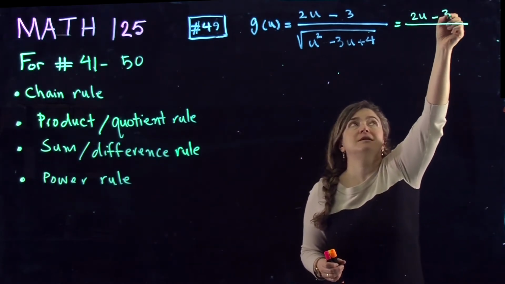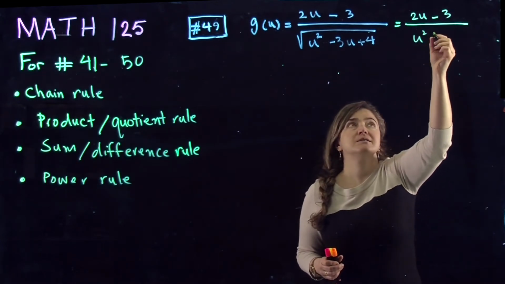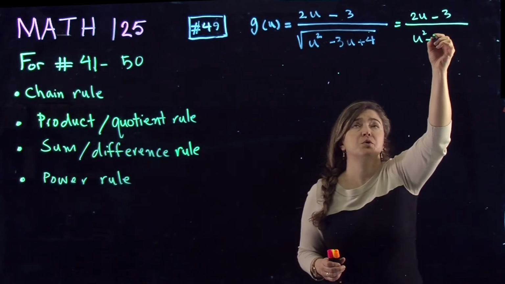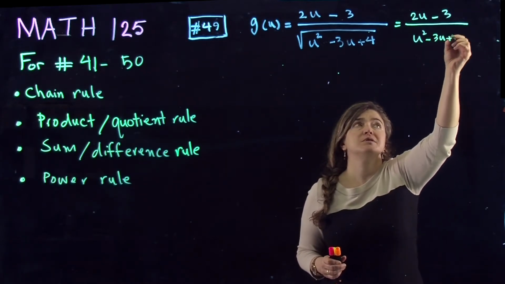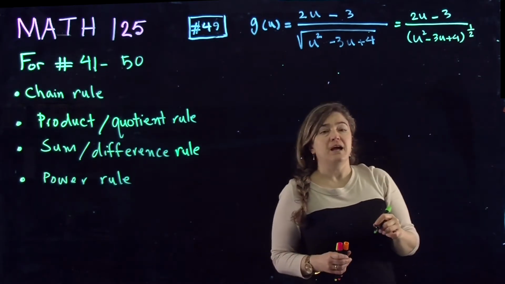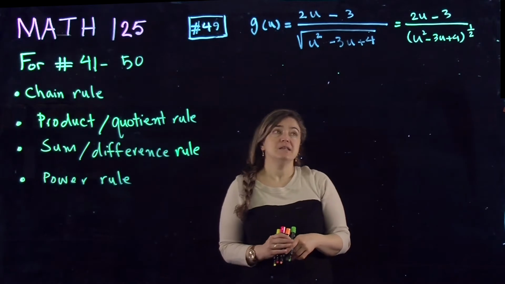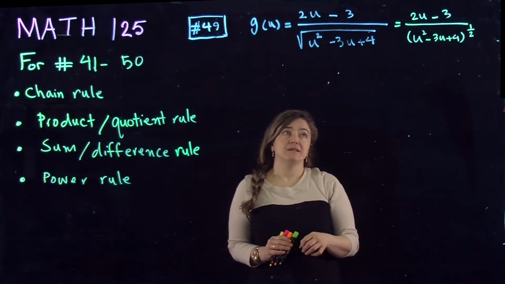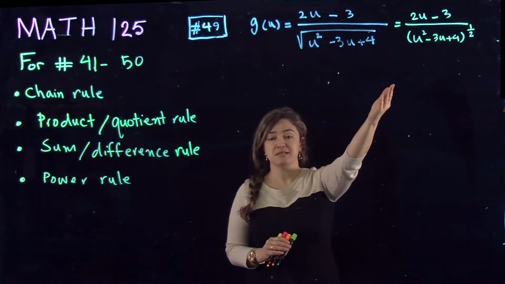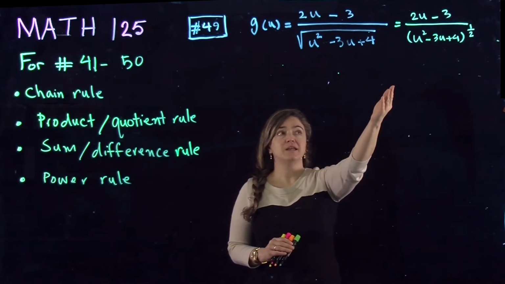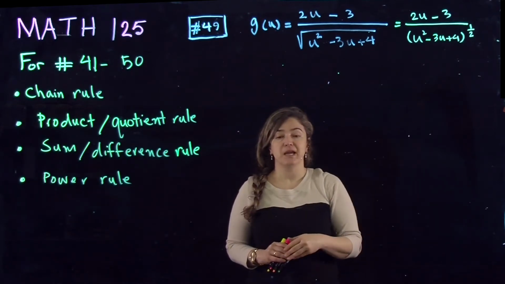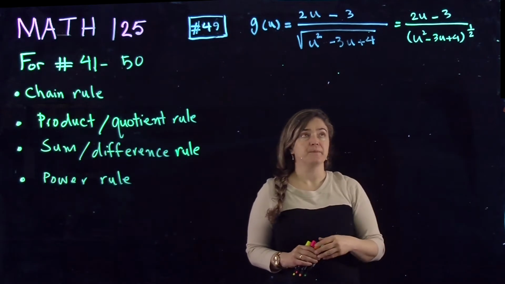So I rewrite the question itself as 2u minus 3 over u squared minus 3u plus 4, the entire denominator, to power 1/2. Now, the next thing that I observe is that the entire expression is a quotient, so I can use a quotient rule, and then after that I may have to use a chain rule.